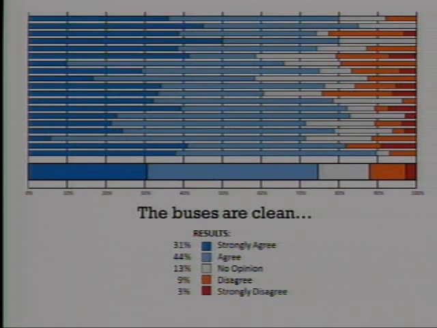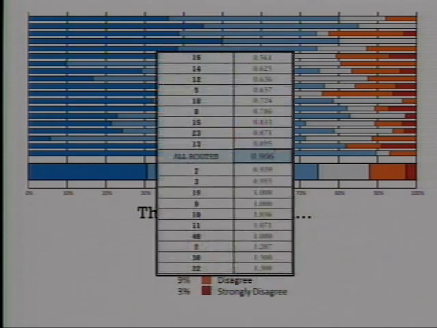In terms of cleanliness, again, 3 out of 4 riders agree that the buses are clean. Only 1 in 10 disagree. The routes that scored the lowest on this scale, it might be worth looking at ways to address cleanliness. It could be that these routes have higher numbers of ridership and just by the nature of that concept get dirtier. So maybe there's some way to improve that.